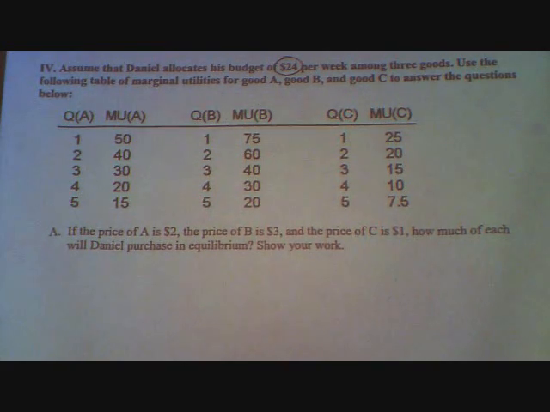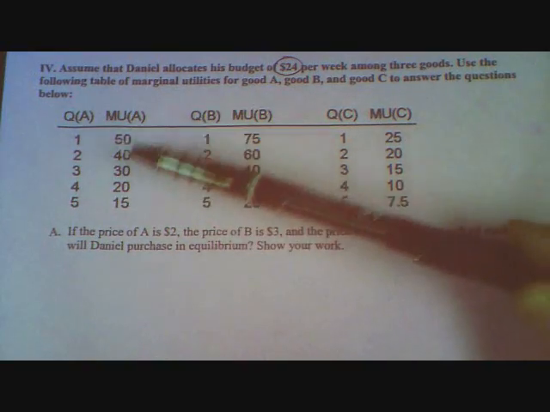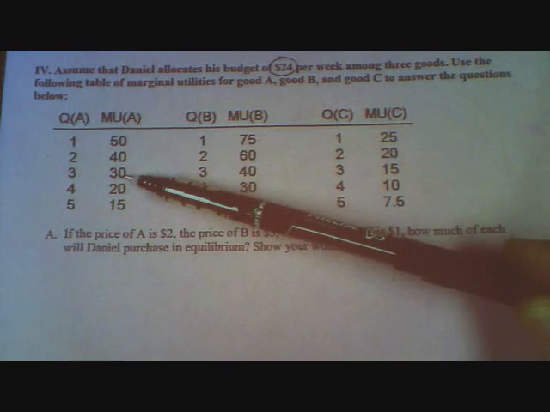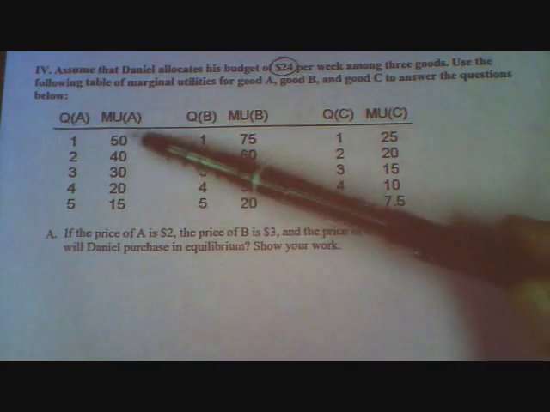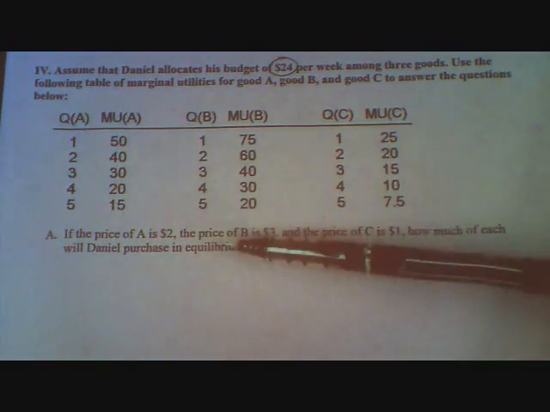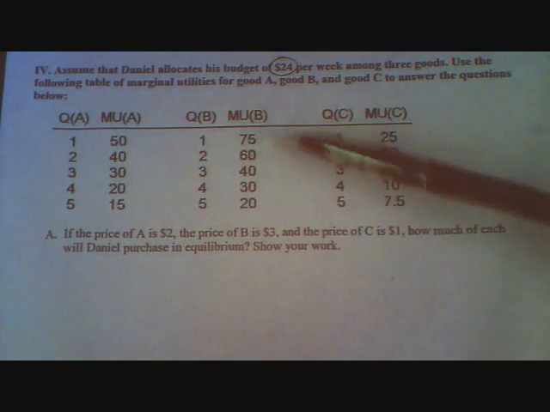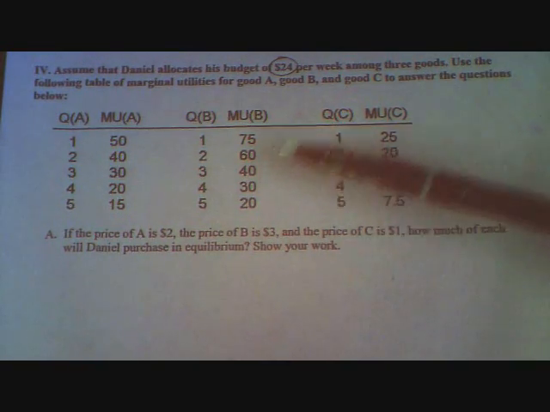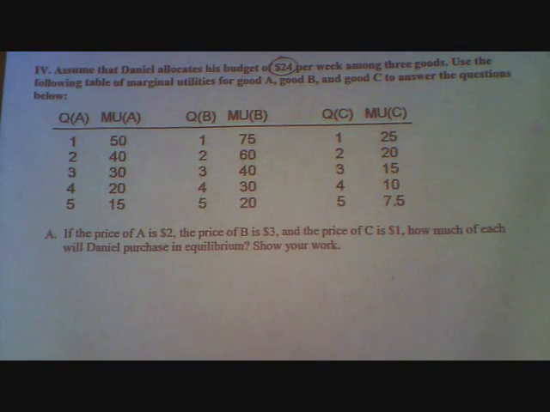So if this person consumes 3 units of good A, how much total utility will they get? Total utility from 3 units of good A will be the utility from the first plus the utility from the second plus the utility from the third, up to 120. That's the total utility they'd get from 3 units of good A. And 3 units of good B would give them 75 plus 60 plus 40, that's 175 units of utility. We call those utils.